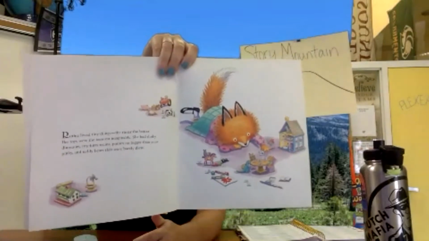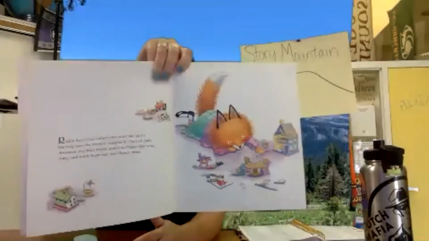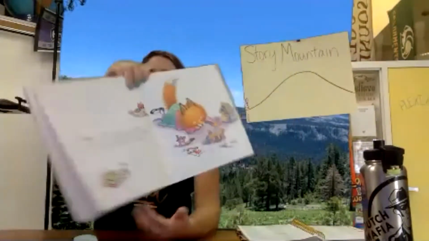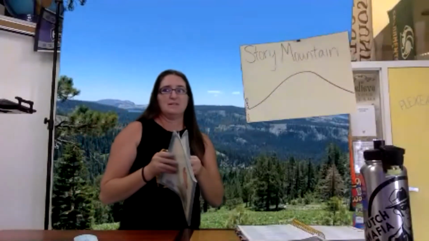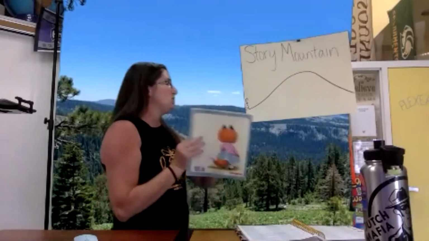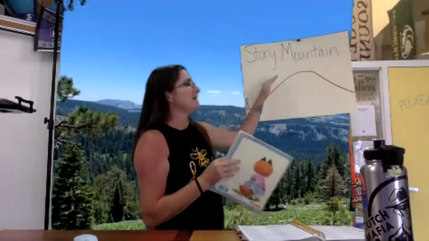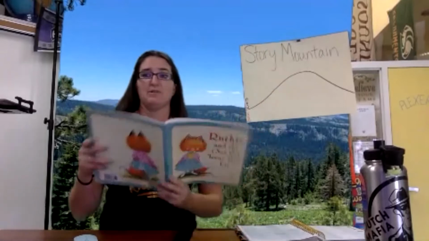Miss Trouble? Yes. While you're reading the story, are we supposed to write about the story, like organize it? As I'm reading this book, you're trying to think of what the key events are that are happening in the story as you listen to it. Yes, you are filling this in as I'm reading aloud. Okay.